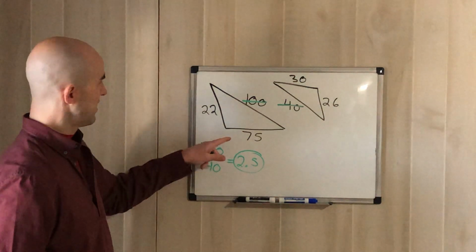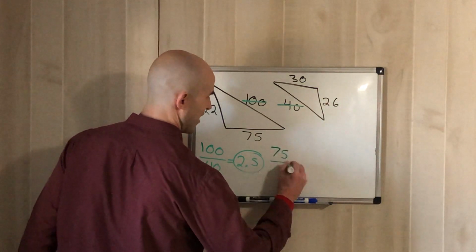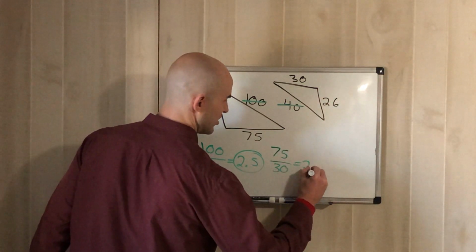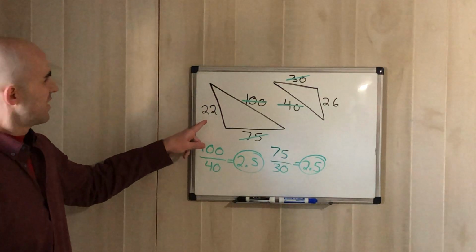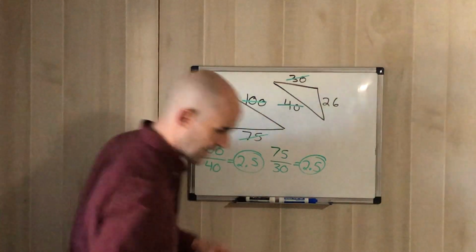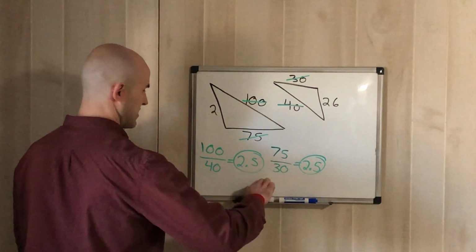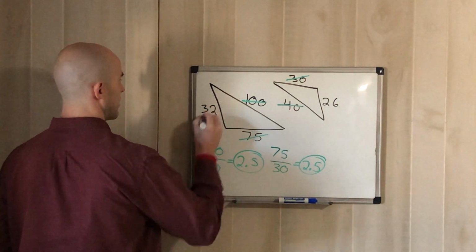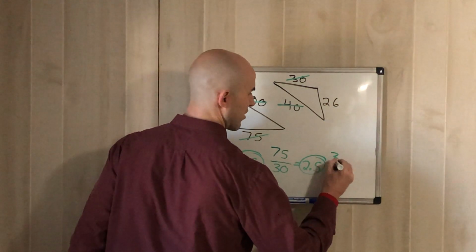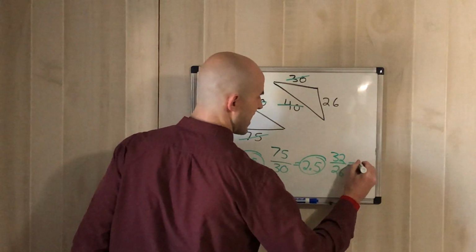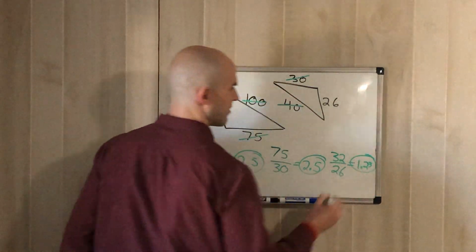Next 2 sides that we do. The next biggest one is the 75. The next biggest one here is the 30. So we're going to do 75 divided by 30, which is going to end up giving us 2.5. Good. Now, the smallest sides, right? The smallest side here is the 22. The smallest side there is the, I'm sorry, that's a 32. I apologize, guys. That was a 32. The 2 smallest sides here, the 32 and the 26. We're going to do 32 divided by 26, and that's going to end up giving us 1.23.